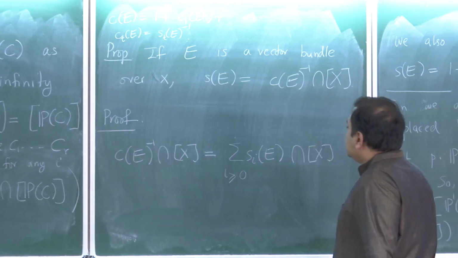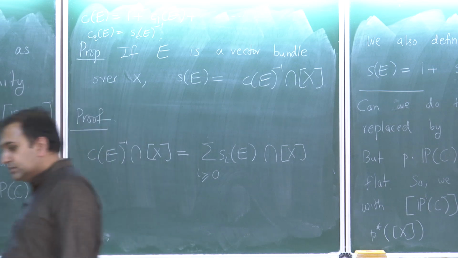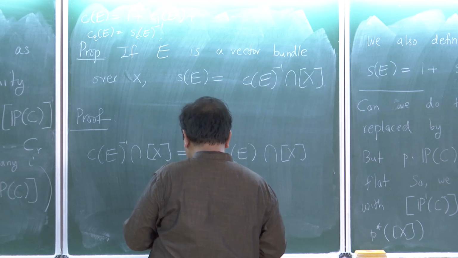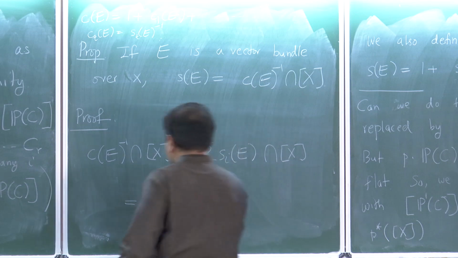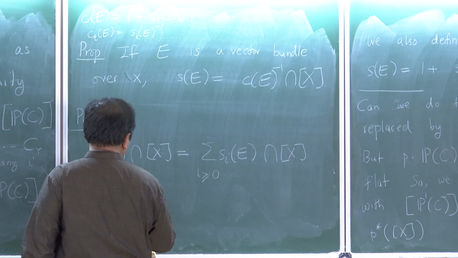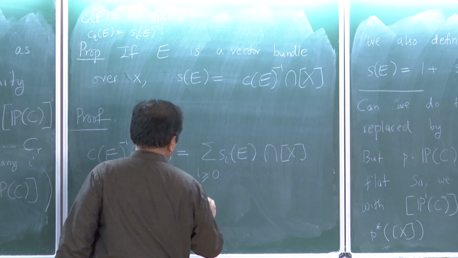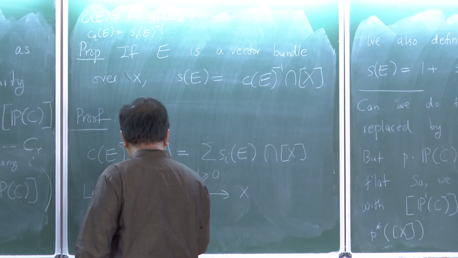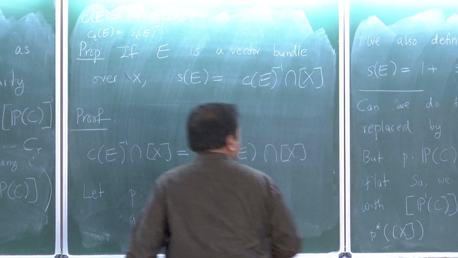So what we want to see is that this is the same as what we have got here. Let us write this out. I will label P as the projection from E plus 1 to X, and Q as the projection from PE to X.